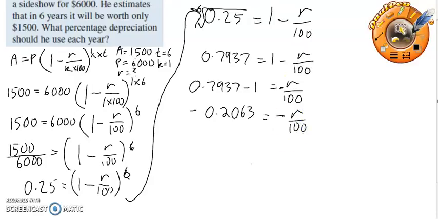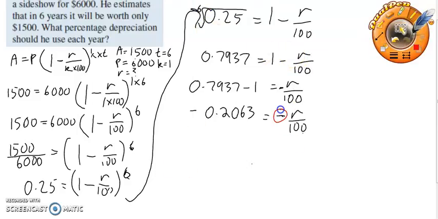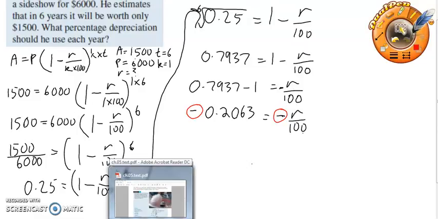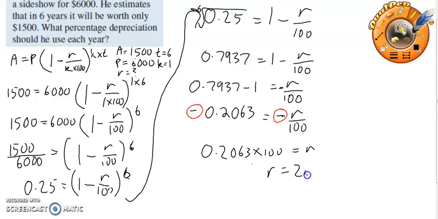What I'll point out to you is obviously you can't have a negative rate. I said that before. But if you'll notice, both sides are negative. So if we divide a negative by a negative, we get a positive. So essentially, they disappear. So we end up with 0.2063 multiplied by 100 equals R. And R is 20.63%.